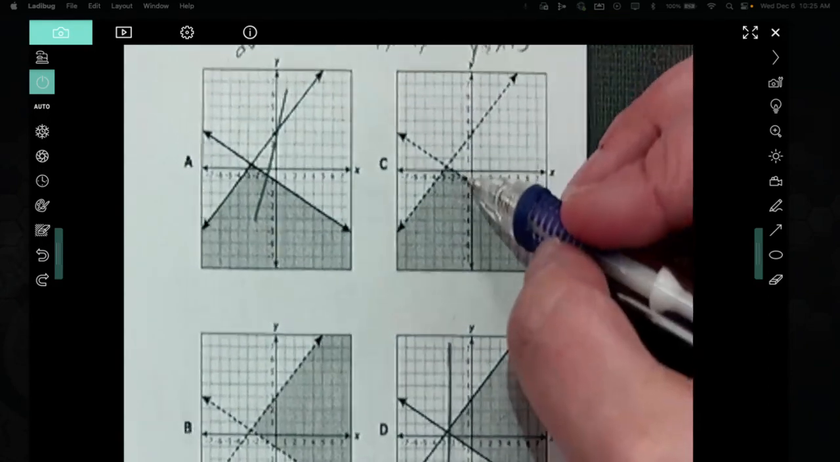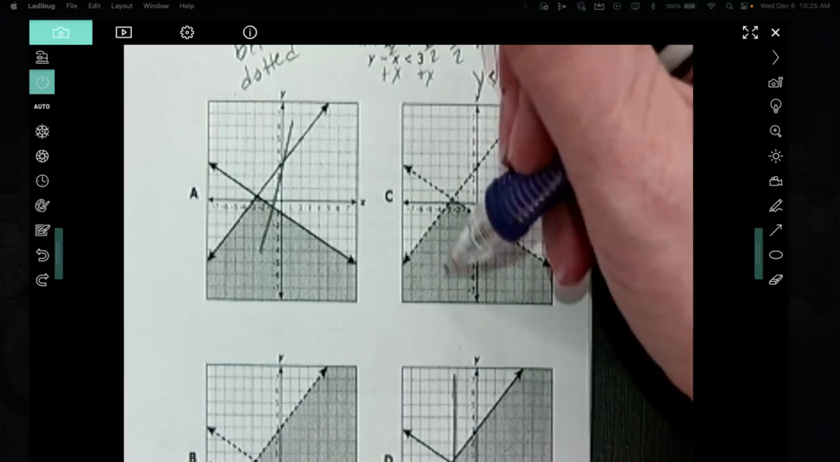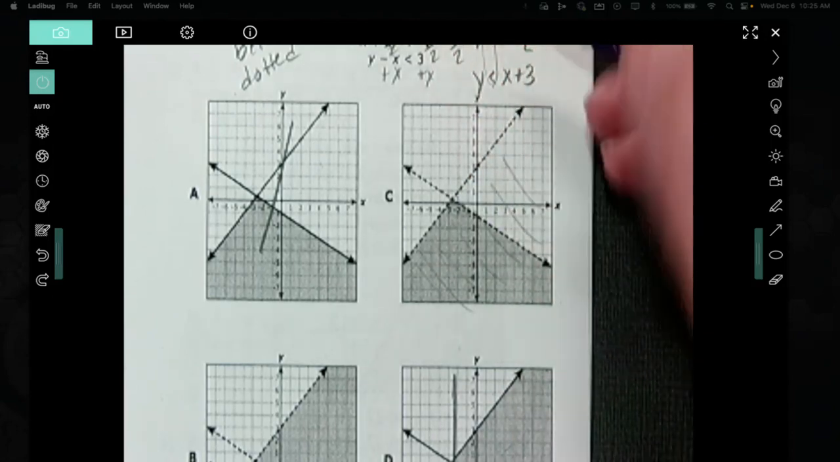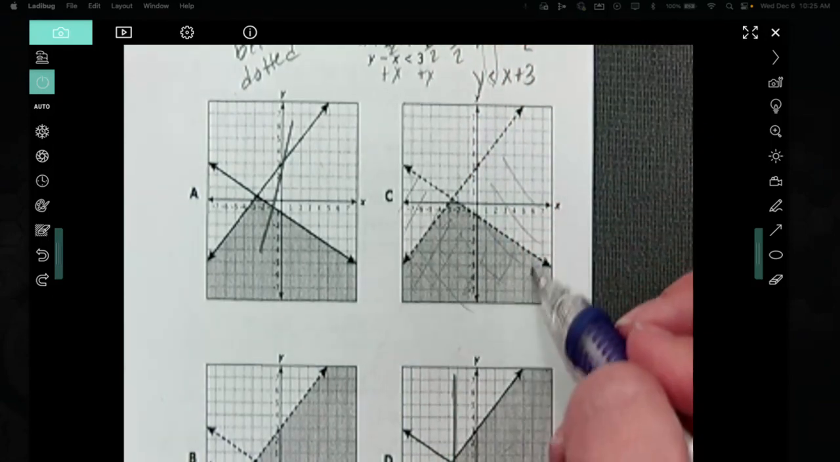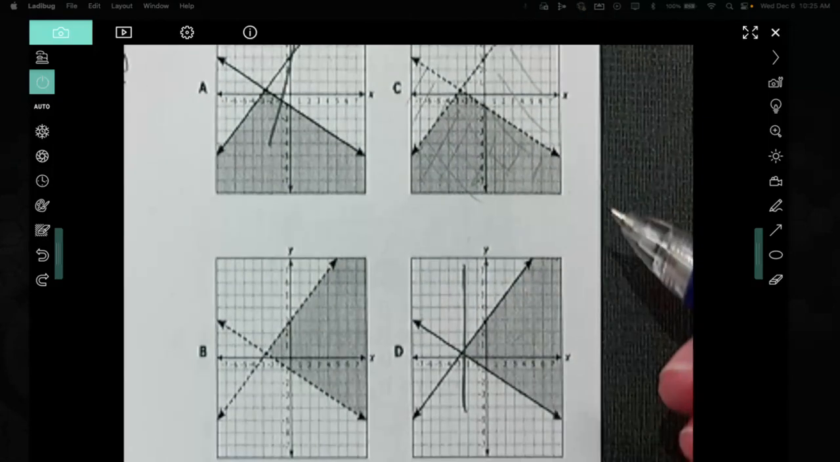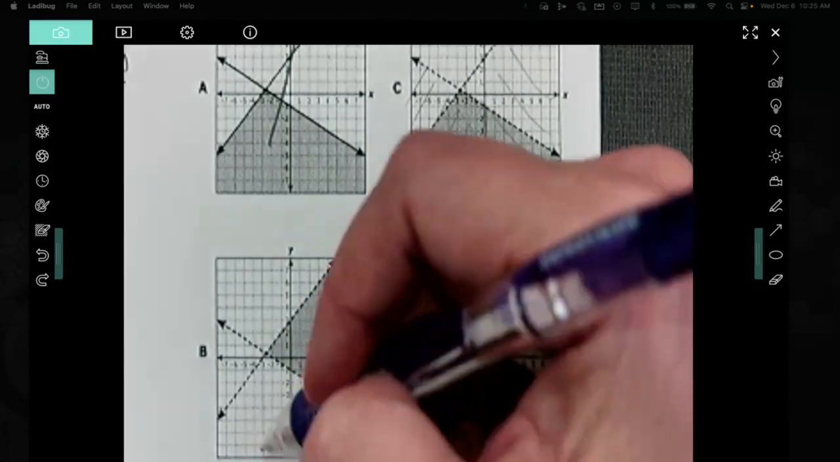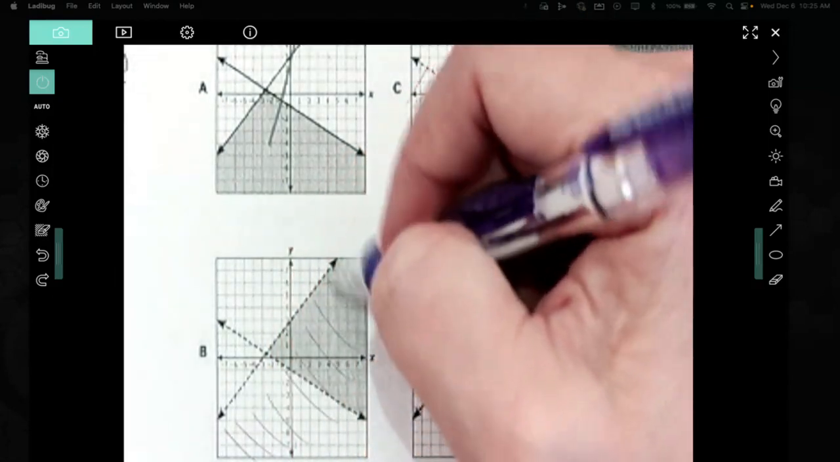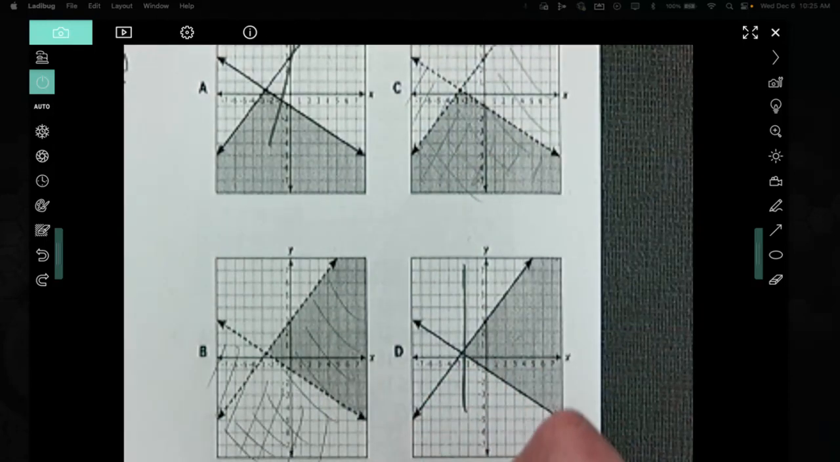If I want below, so here's my first one. Here's below. Here's below. I can physically color on it. You can use Scratchpad in Eduphoria.